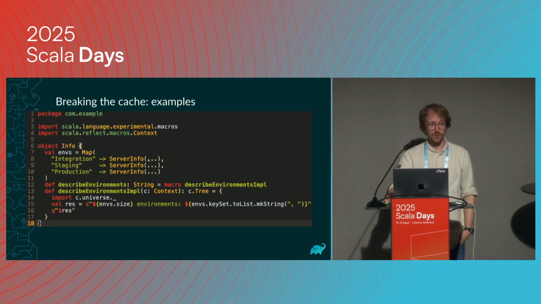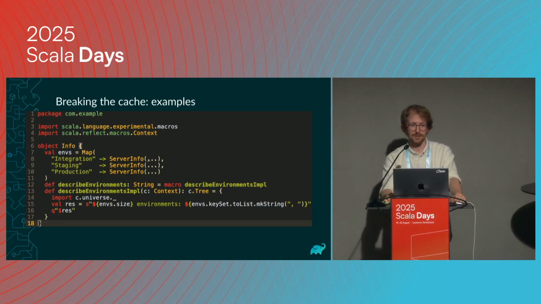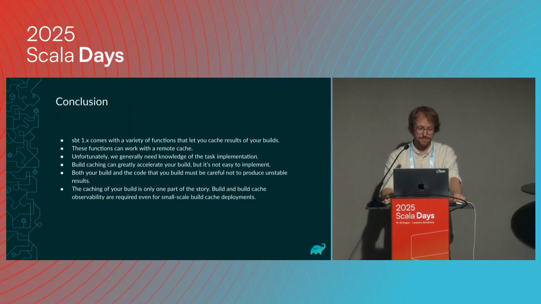So it's quite hard to prevent those from happening, but once that happens, it's really nice to have some observability so that you can detect those issues and understand where to look. So to conclude, SBT 1.x already has a variety of functions that you can use to implement build caching in your build today. They can work with a remote cache. You can also make it work only locally. It really depends on what implementation you want to use.